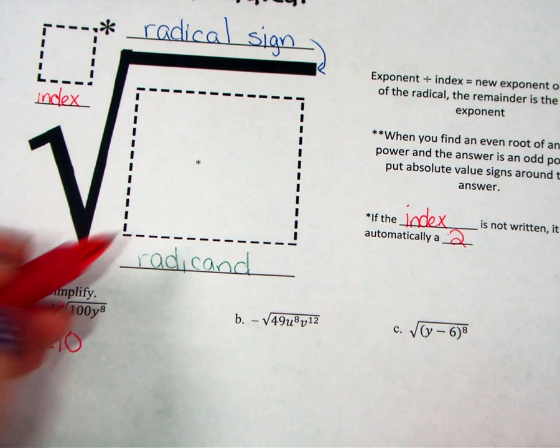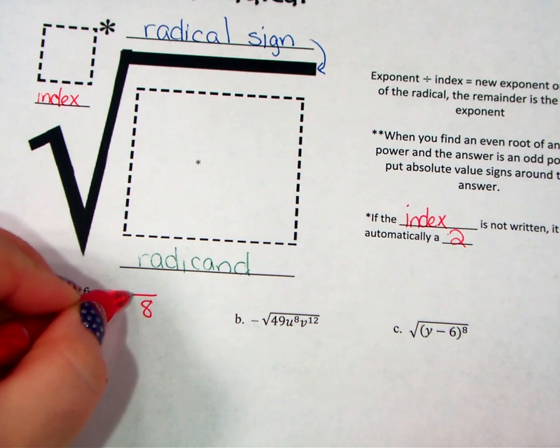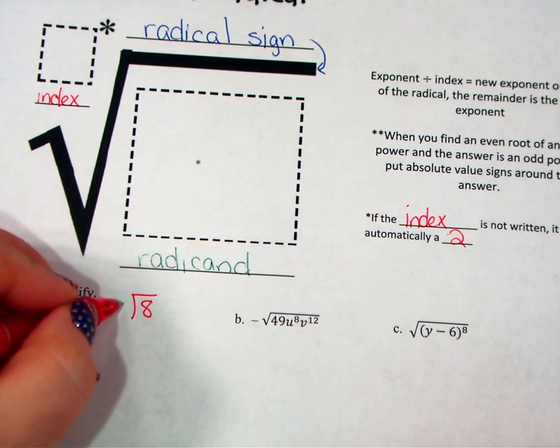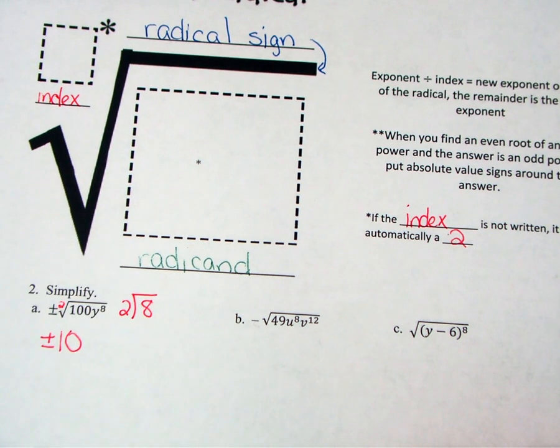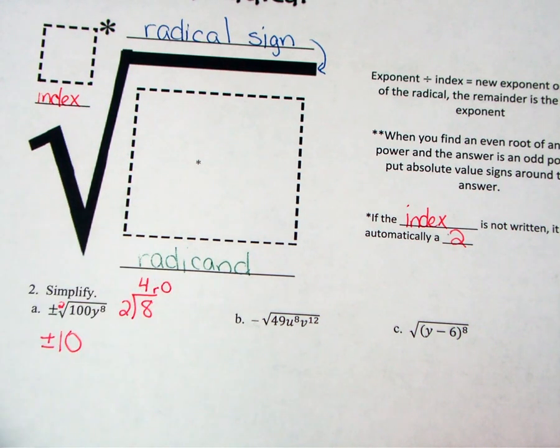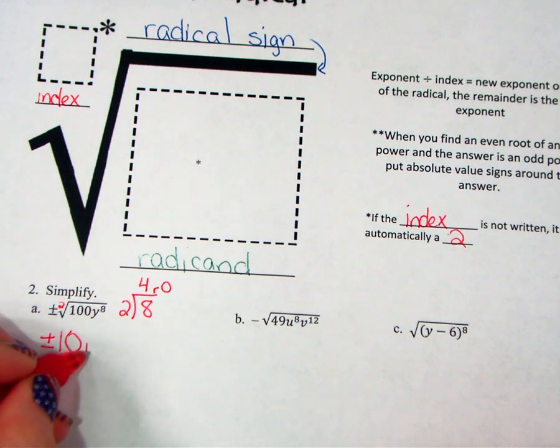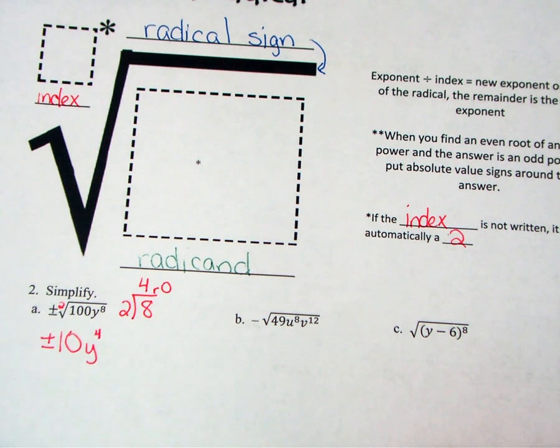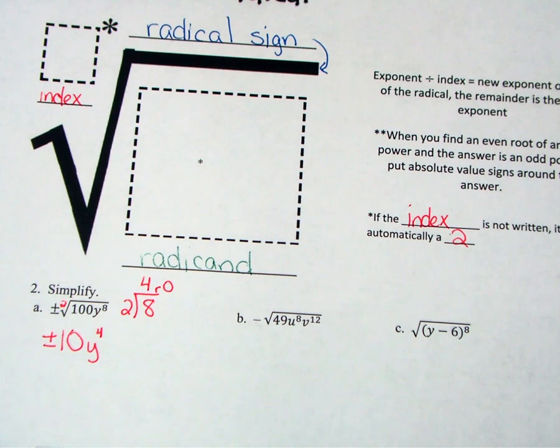So the exponent is 8 divided by the index, which is 2. Go back to your division roots all the way back in elementary school. How many times does 2 go into 8? 4 times. And there is no remainder. So y to the 4th comes out. And there's nothing left inside of that radical.